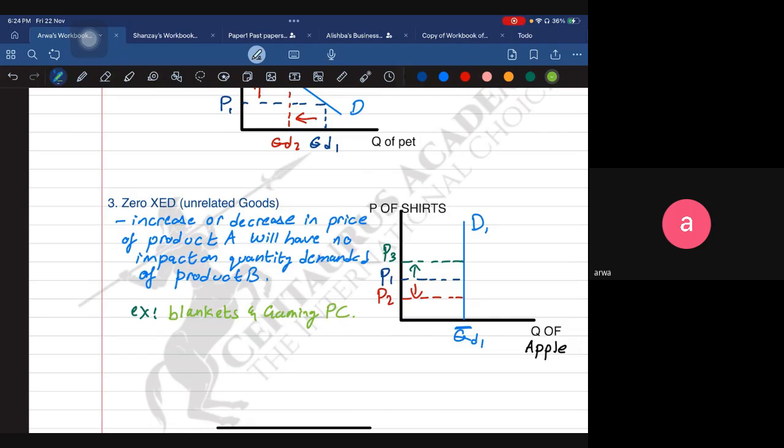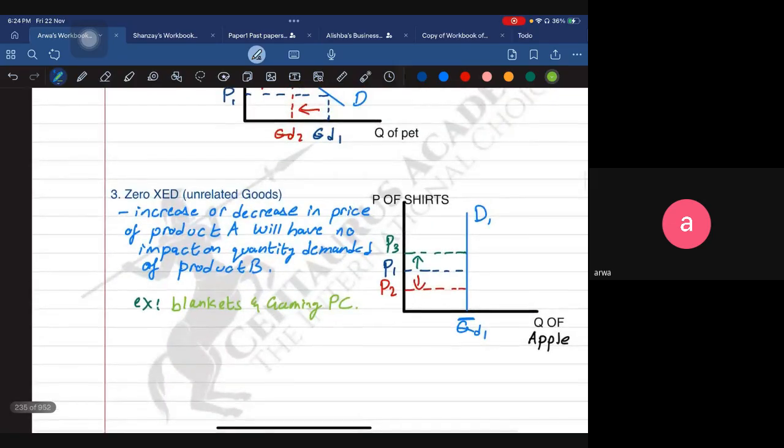So we are here done with our cross price elasticity of demand. Okay. So you can just do this and then we'll move forward to price elasticity of supply. Awesome.